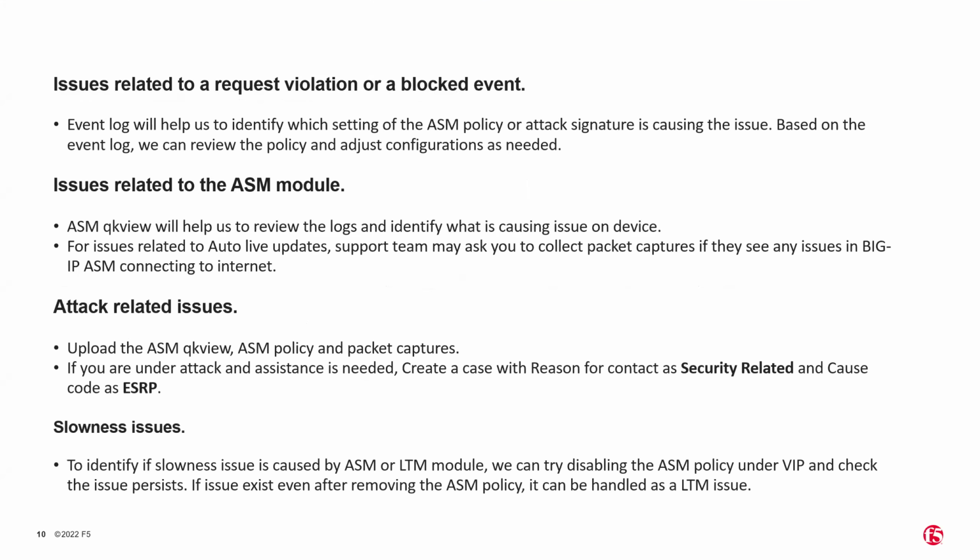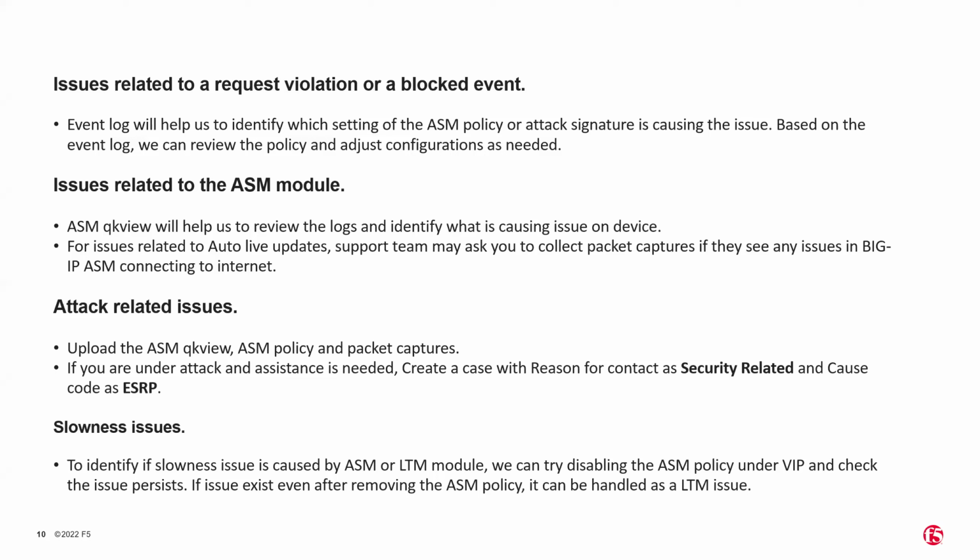So, issues related to request violations or blocked events. As you know, event logs are the main source. We can identify what's going wrong: which ASM parameter is it, is it configuration related, or is it a signature which is blocking the request? Based on the event log, we can review it, and we might need to adjust that particular configuration parameter.